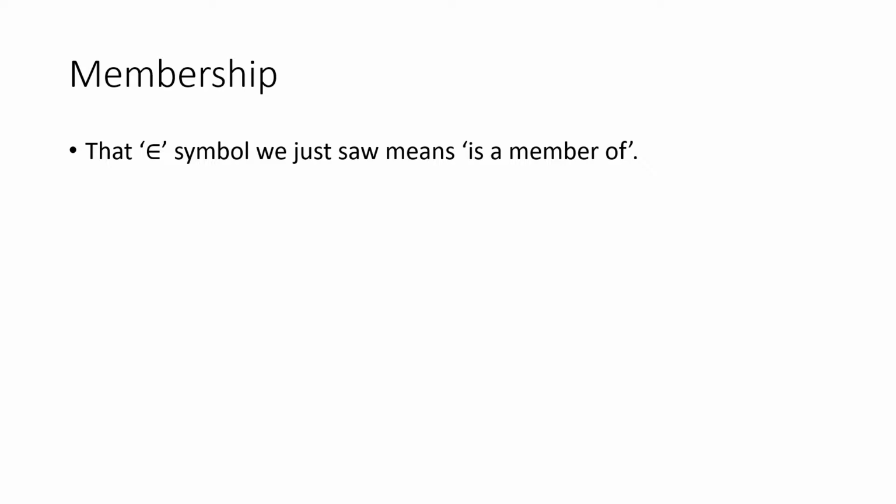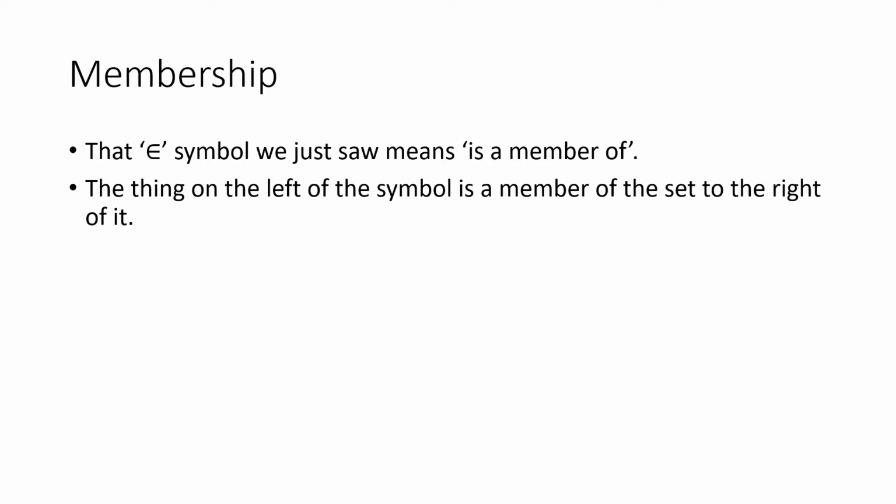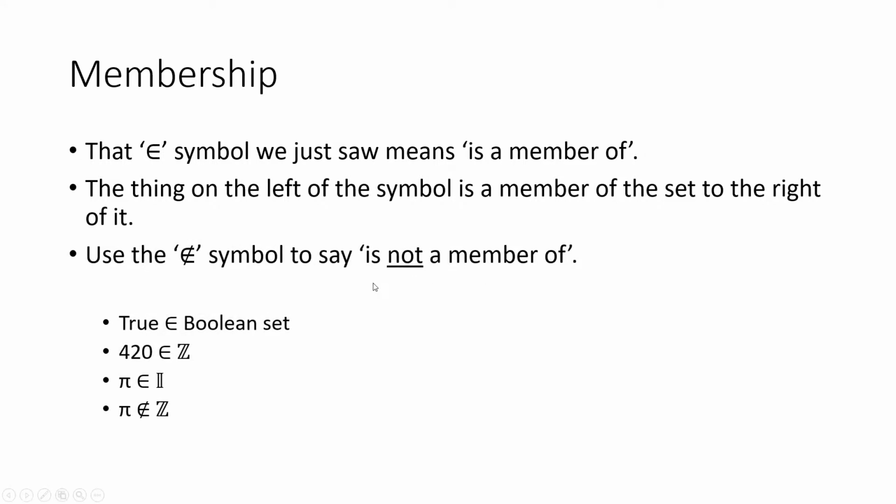Okay, so membership in a set, that sort of E symbol we just saw, that's the is a member of symbol. And the thing on the left of the symbol is a member of the set which is to the right of the symbol. You can also use that same symbol with a slash through it to say not a member of. So for example, the value true is a member of the set of Boolean values. There's only 2 things in the set of Booleans, by the way, true and false. The number 420 is a member of Z, the set of, what's Z again? Rational numbers, I think. Pi is a member of the set of irrational numbers. But pi is not a member of the set Z of rational numbers.